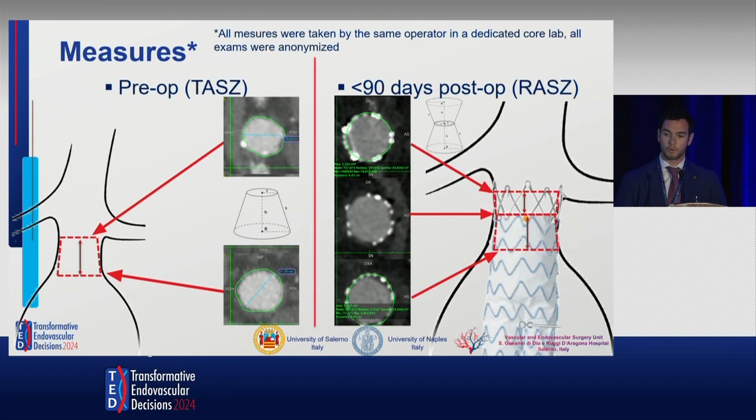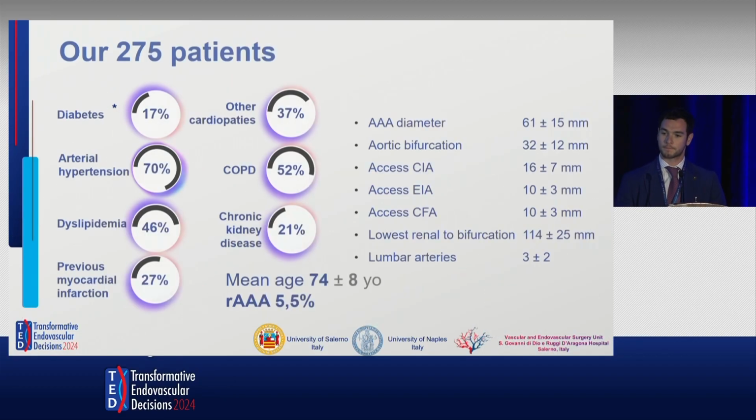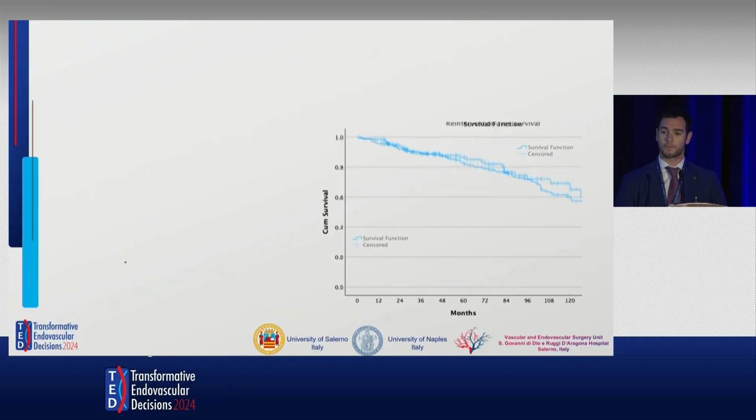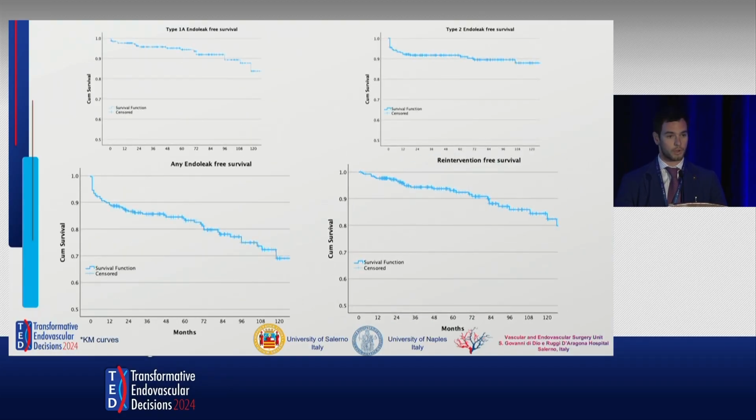This is to show you why we need one truncated cone for the preoperative assessment and maybe two if there's graft misplacement in the postoperative assessment. These are our patients' comorbidities and measures, and these are our patients' outcomes. We got 59 endoleaks, and on the right, the survival curve, and these are the Kaplan-Meier curves showing the distribution of the events in our patients.